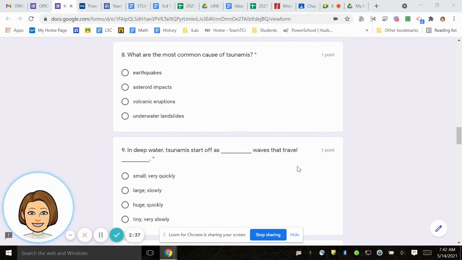Number 8. What are the most common cause of tsunamis? Earthquakes, asteroid impacts, volcanic eruptions, underwater landslides. Number 9. In deep water, tsunamis start off as blank waves that travel blank. Small, very quickly; large, slowly; huge, quickly; tiny, very slowly.